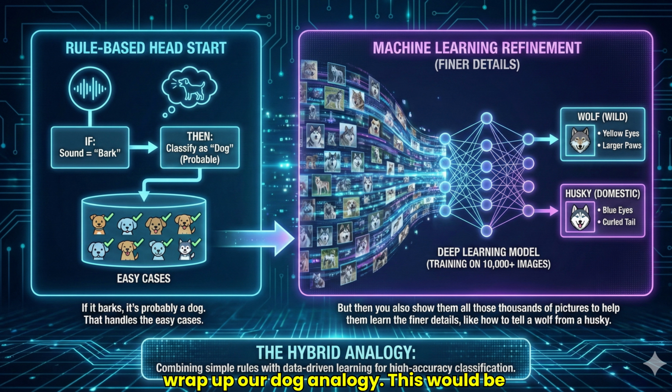Let's wrap up our dog analogy. This would be like starting with a simple rule to give the kid a head start, right? If it barks, it's probably a dog. That handles the easy cases. But then you also show them all those thousands of pictures to help them learn the finer details, like how to tell a wolf from a husky.